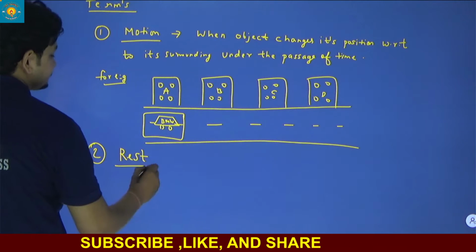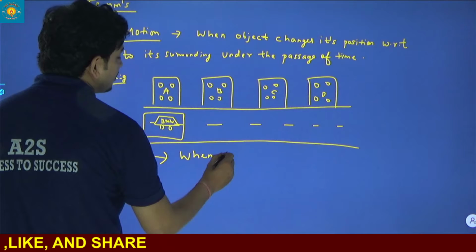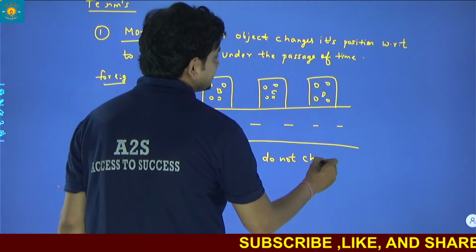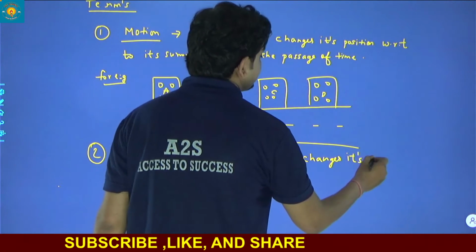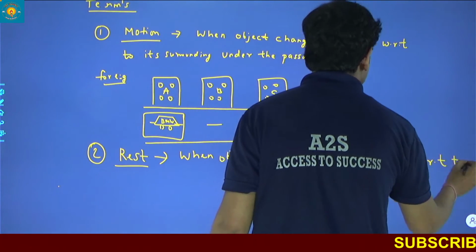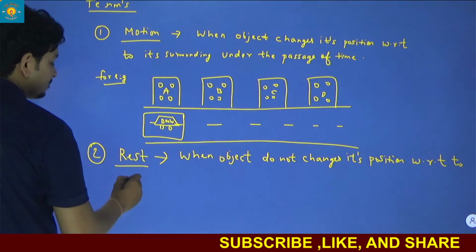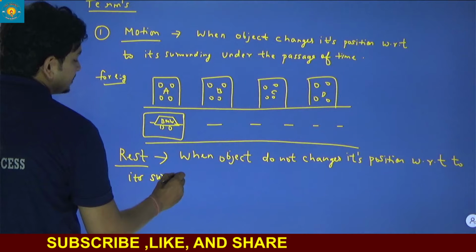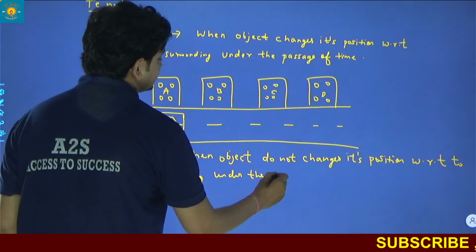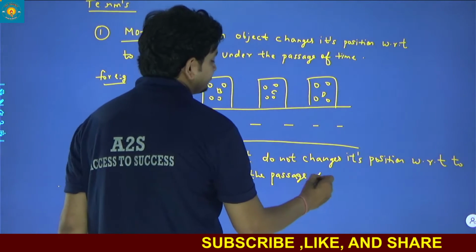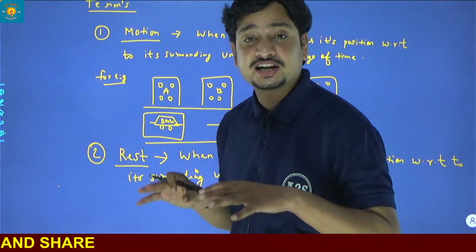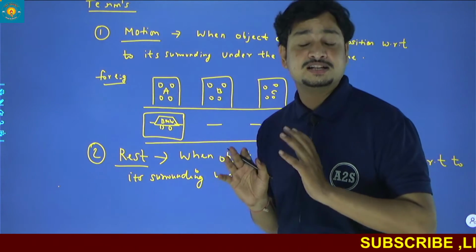Rest means when an object does not change its position with respect to time, with respect to its surroundings, under the passage of time, that type of object we call in the state of rest. What do we call it? In the state of rest.